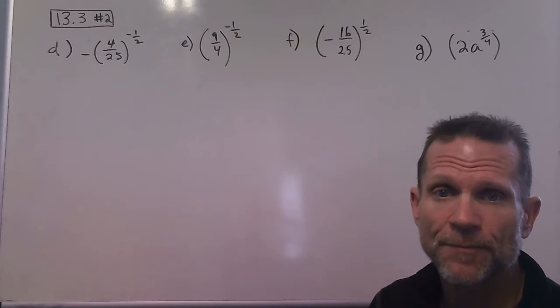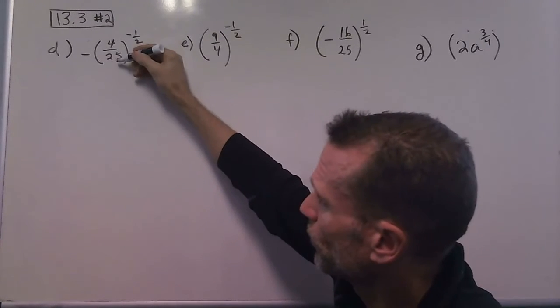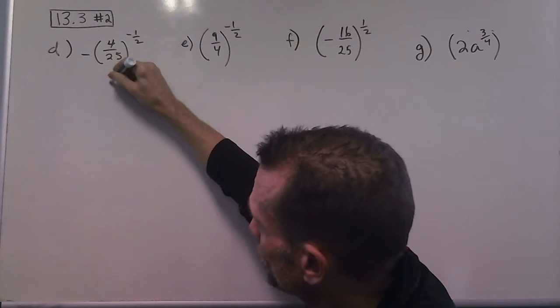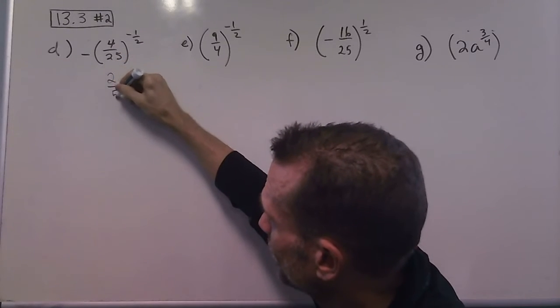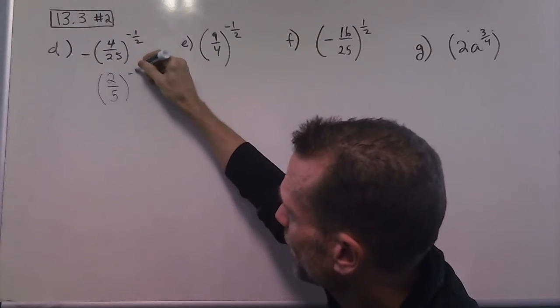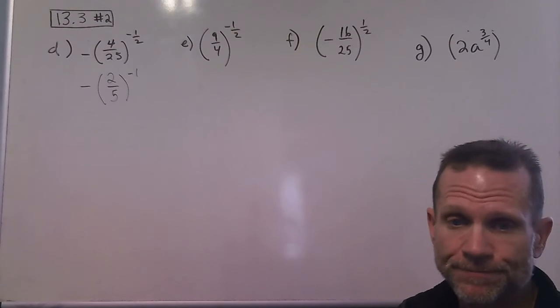Now, remembering that the half power is the square root, we can think about the square root of 4 and the square root of 25. So we can have 2 over 5, and then we would still have that to the negative first power, and we still have our negative sign out front here.